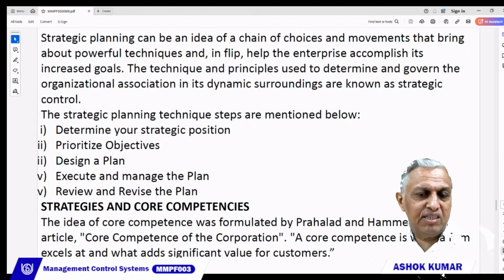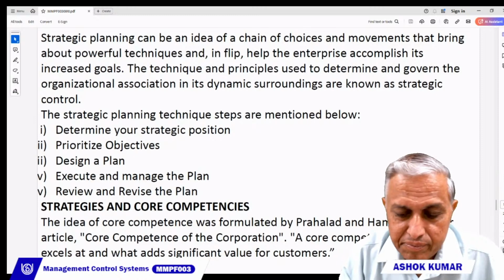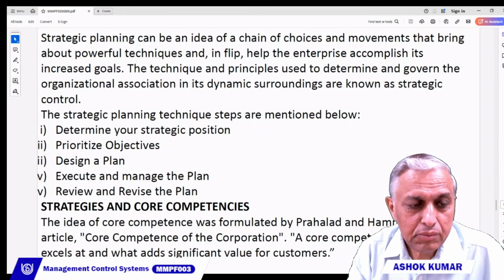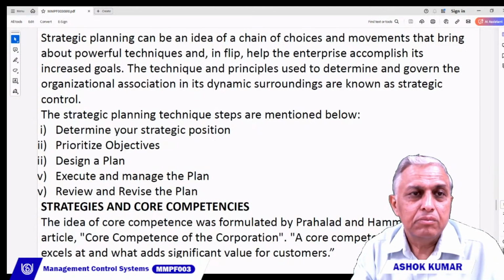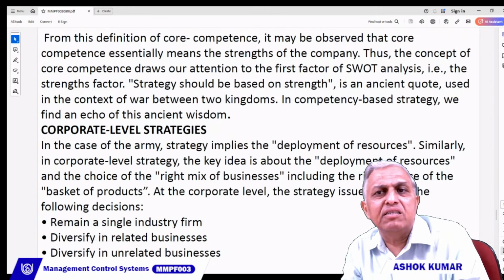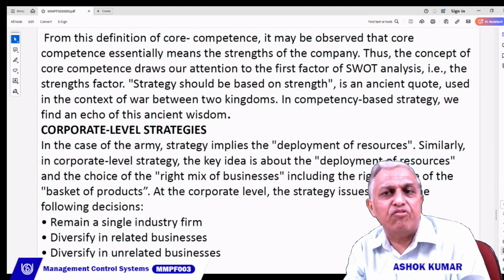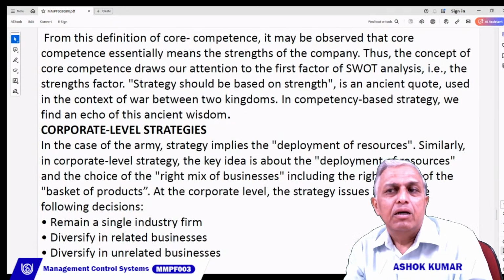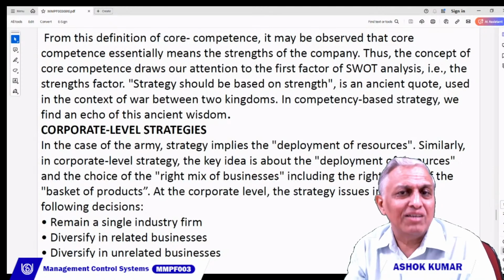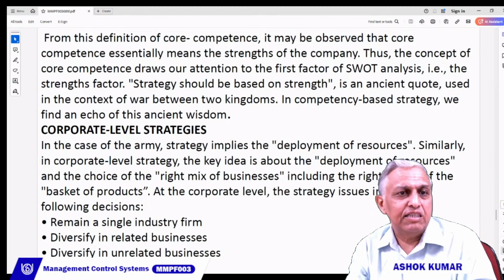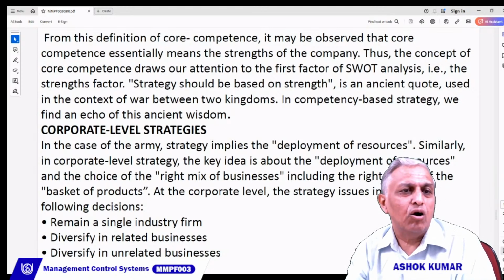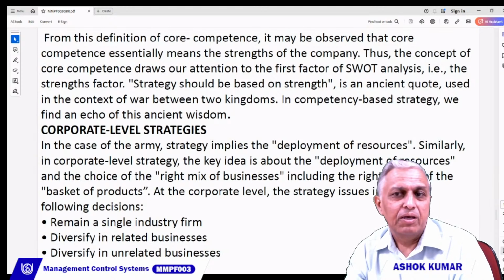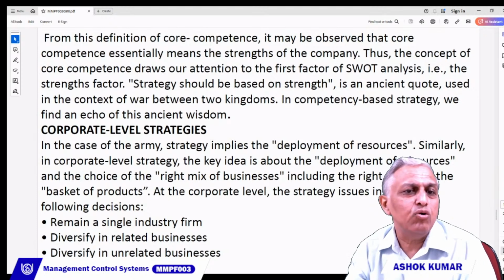It excels at what adds significant value for customers. What is their base idea? That is called core competence. From this definition of core competence, it may be observed that core competence essentially means the strength of the company. Thus, the concept of core competence draws our attention to the first factor of SWOT analysis, strength. Strategy should be based on strength is an ancient quote used in the context of war between two kingdoms. In competency-based strategy, we find an echo of this ancient wisdom.